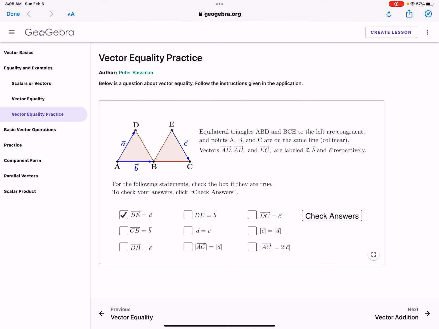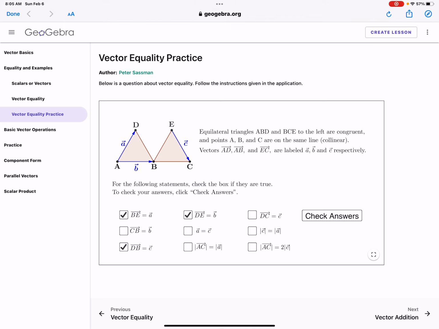Vectors CB and B. They're two vectors equal in magnitude, but they point in opposite directions, so we won't put a check mark there. Vector DB, just try to follow from D to B, whether it's equal to vector C. They seem to go in the same direction, same magnitude. DE, so connect points D and E. That means that it's going to be parallel to the two bases, AB and BC. So that is equal to B.